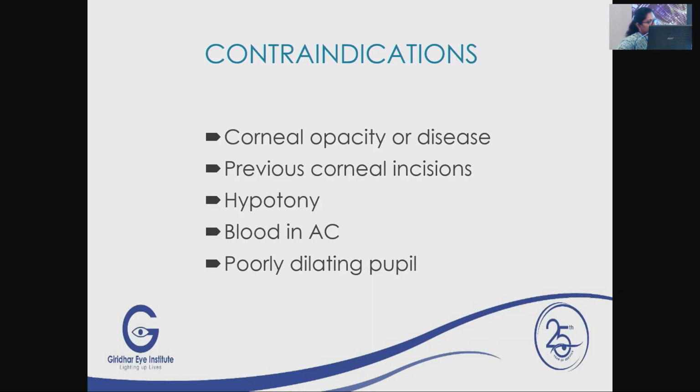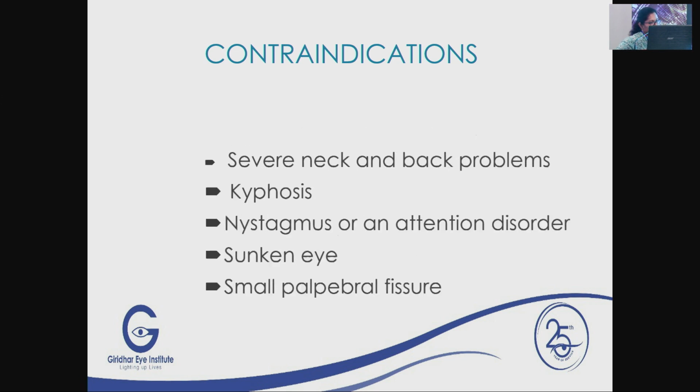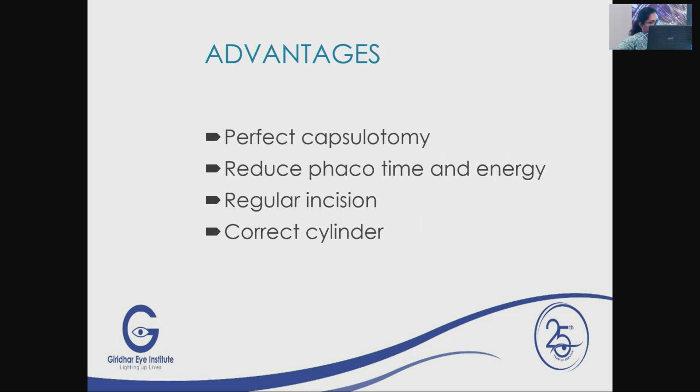What are the contraindications? If there is corneal opacities or disease, previous corneal incisions, hypertony, blood in AC, poorly dilating pupil, obviously we can't do a LenSx. Severe neck and back problems where the patients can't lie down for long, kyphosis, nystagmus, gross nystagmus, we can't do. Sunken eye, small palpebral fissure where the PI can't go in, we can't do a laser surgery.